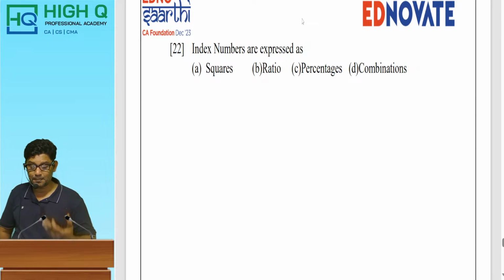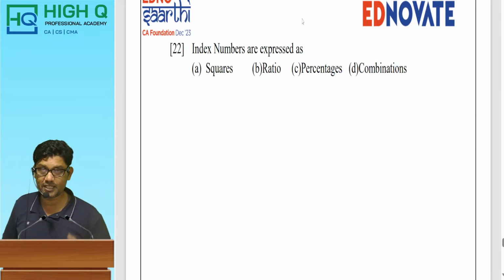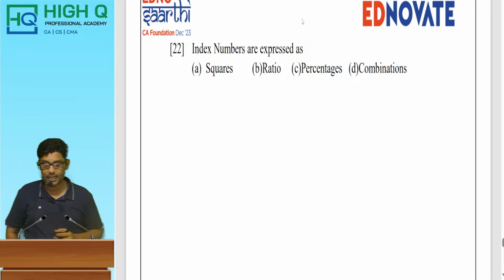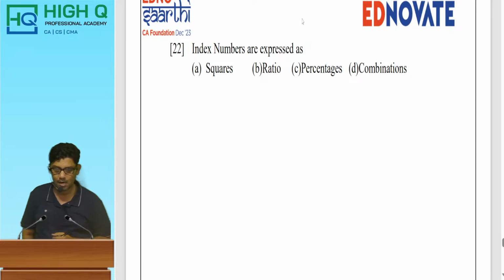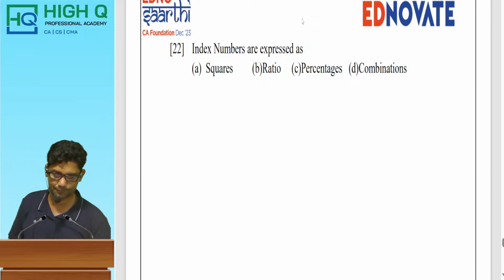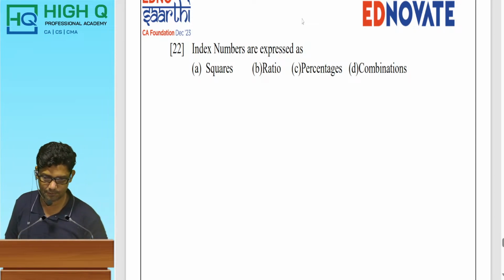Index number expressed as squares, ratio, percentages, combinations. Expressed as what, my dear? Option C.